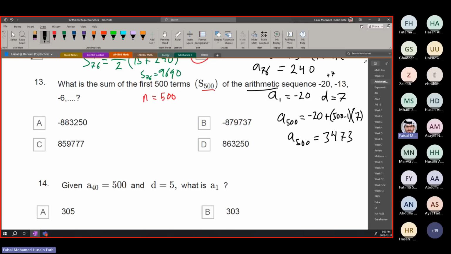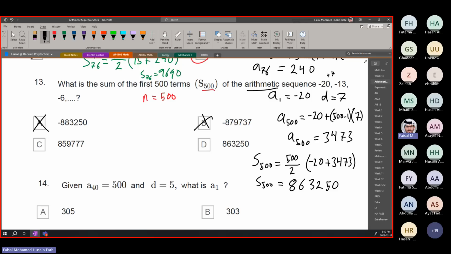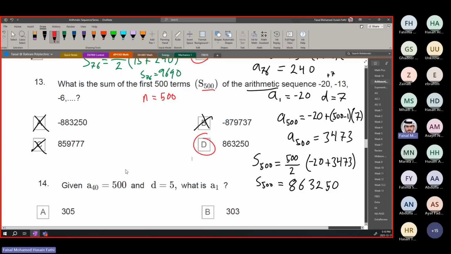S_n, or S_500, is equal to 500 over 2 times minus 20 plus 3473. Again, put this all in the calculator: 500 over 2 into minus 20 plus 3473. You get 863250. There is your answer. Okay?